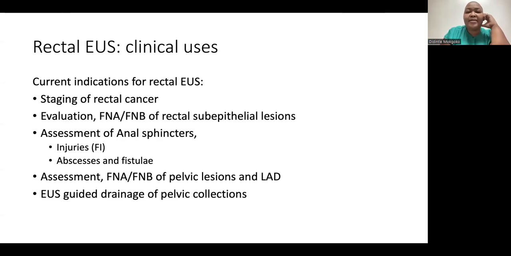Of course, assessment of anal sphincters in the anal canal, evaluation for patients who have fecal incontinence, abscesses and fistula with inflammatory bowel disease or without. And also being able to monitor therapeutics for perianal abscesses and fistulae. You are able to also look and evaluate for pelvic lesions, things like prostate cancer, and look for pararectal mass lesions and be able to sample those as well. And of course, what we're here to talk about is EUS guided drainage of pelvic collections.